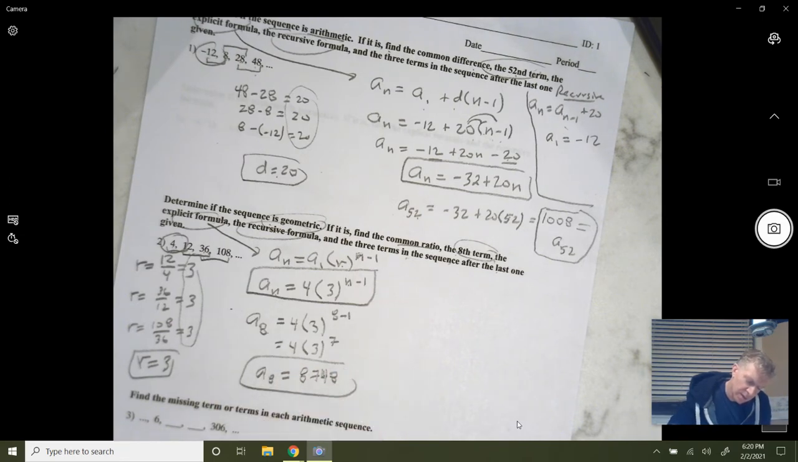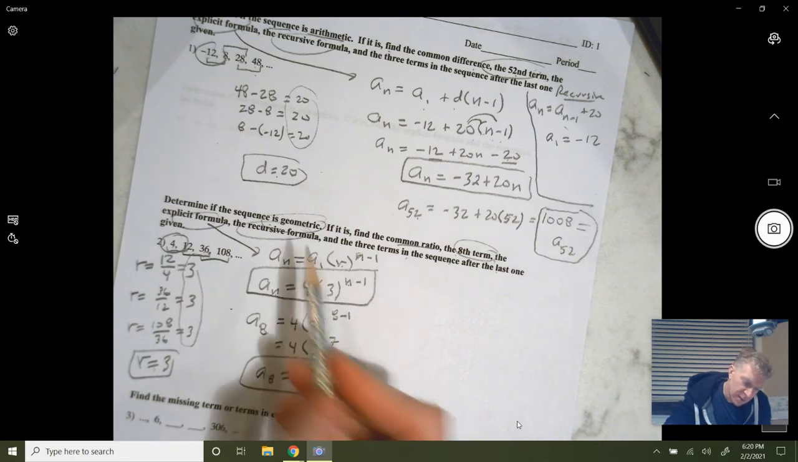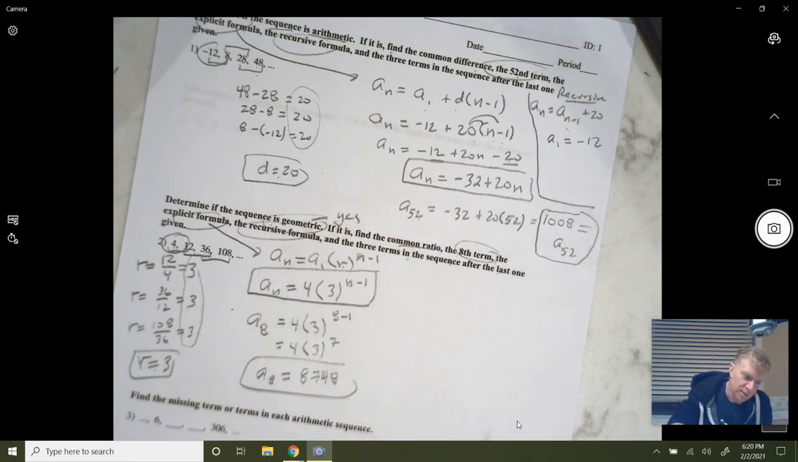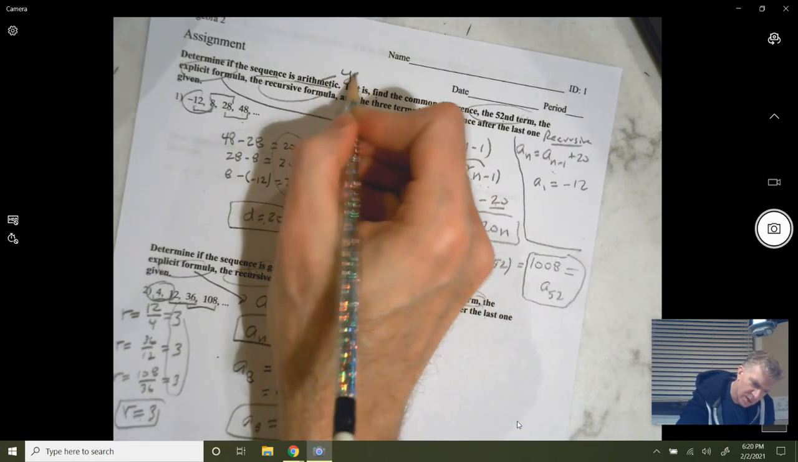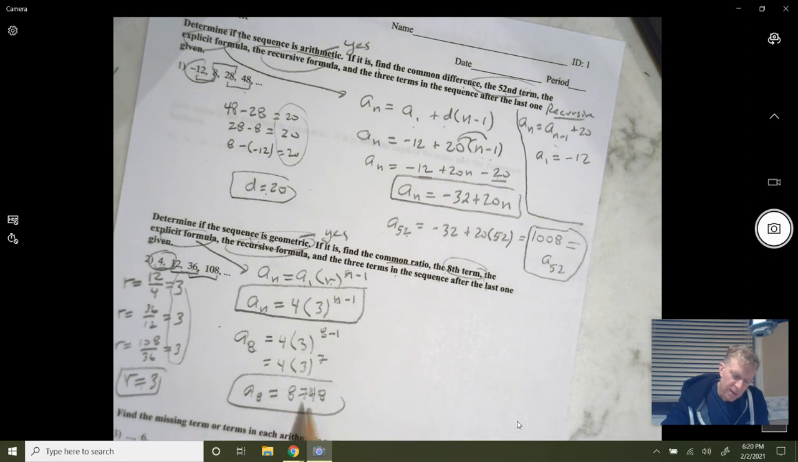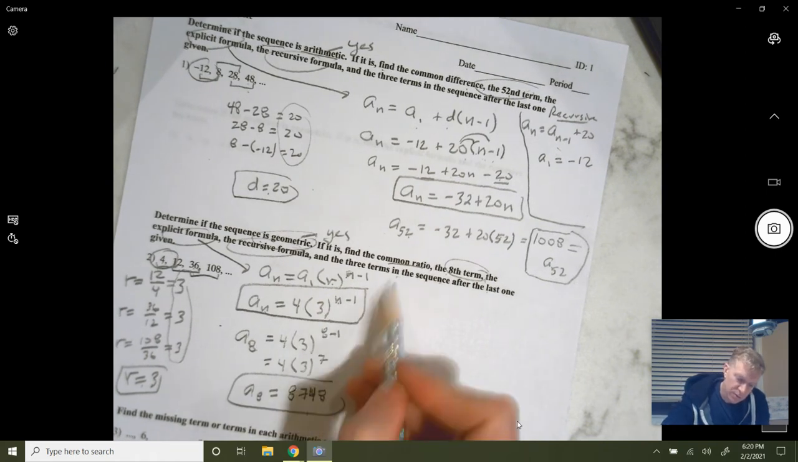Okay, so we found our common ratio. We found that it is geometric. Say yes up here. We found it was because it had a common ratio, so it's geometric. And the last thing it wants us to do is find the recursive formula.